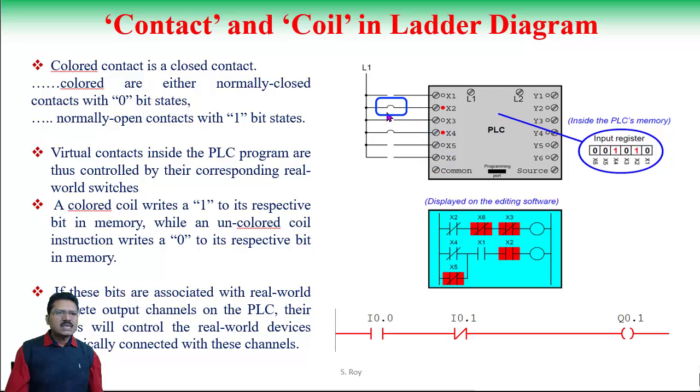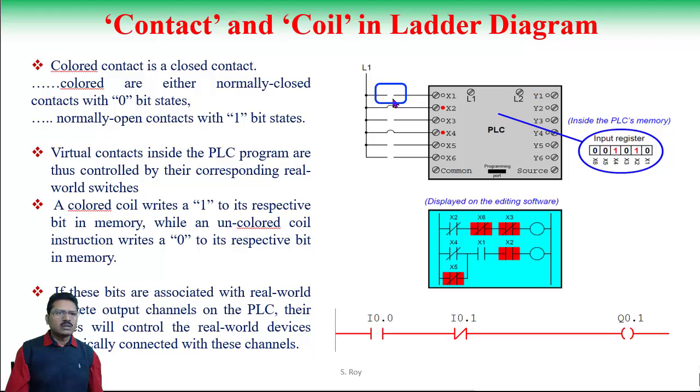See, from the physical field a logic 1 signal is coming. So when a logic 1 signal is coming, then this close contact will act as an open contact and the open contact will act as a close contact. This is normal behavior. When a 0 signal comes, then the status will be as it is.